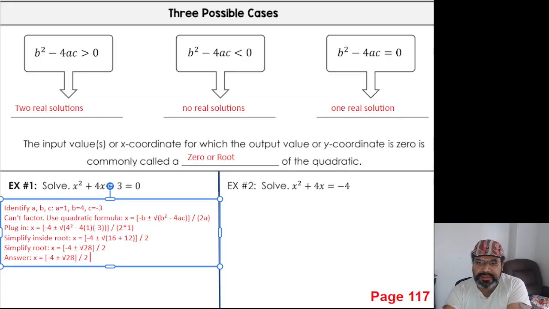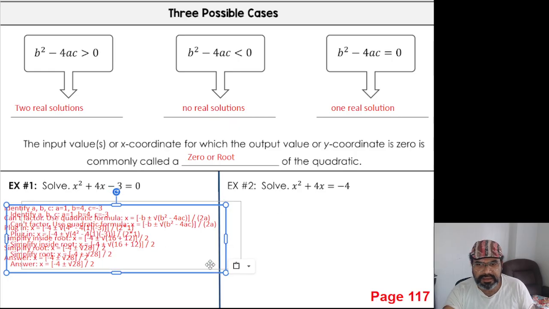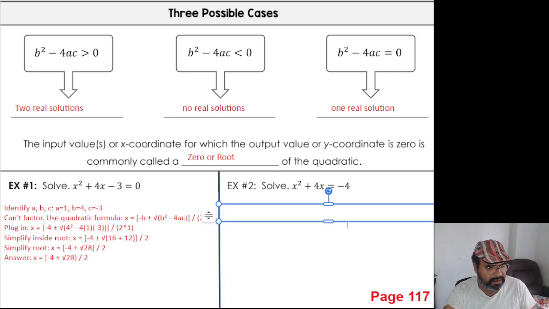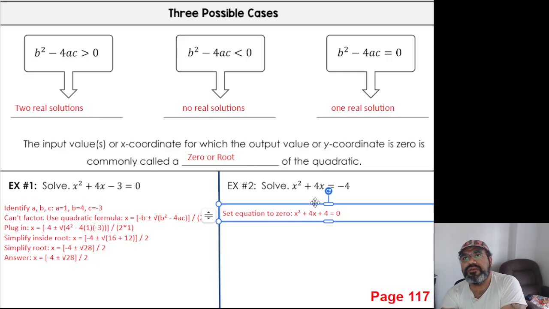Number 2, attention here. First thing we do in 2, just copy this, paste there, makes my life easier. Let's erase all this here. Okay, we're solving number 2. Well, to solve number 2, first thing, set the equation to 0. Okay, set the equation to 0. Okay, x squared plus 4x plus 4.